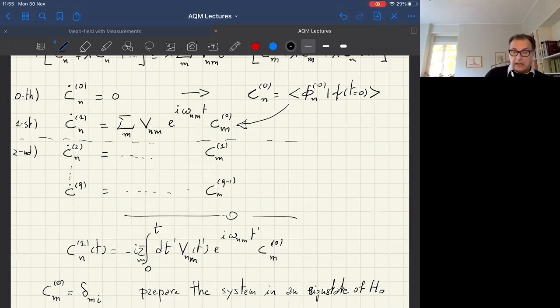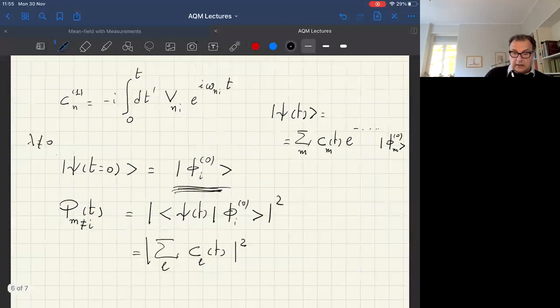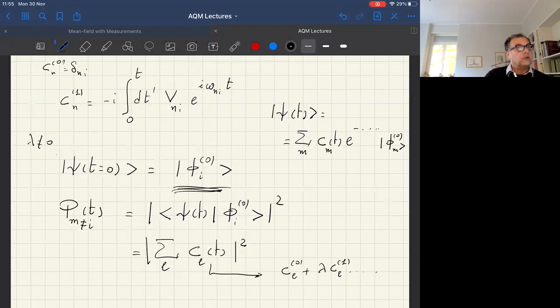And then I can... I remind you that C0 of n is just delta ni, C1 of n is this one. I just plug it there and solve it. I have to do the sum. So this is just, I remind you, C0 of L plus lambda C1 of L, and so on and so forth. Okay.